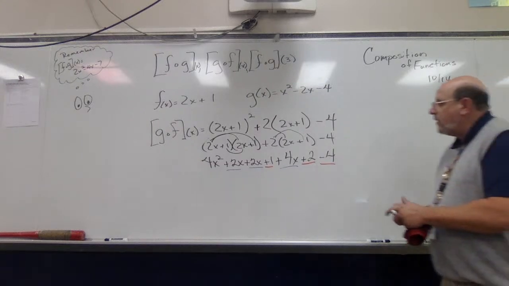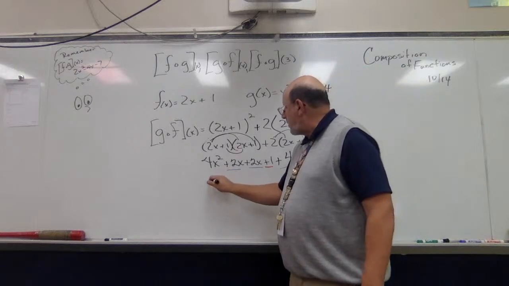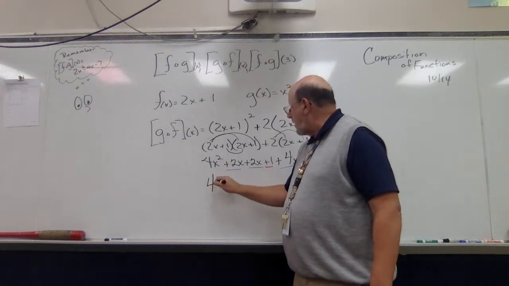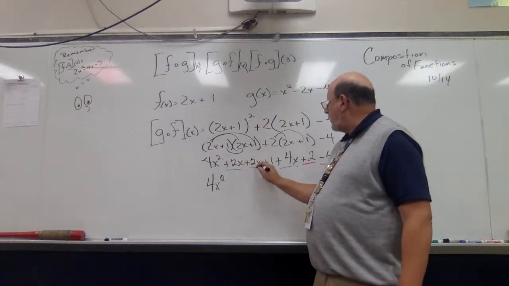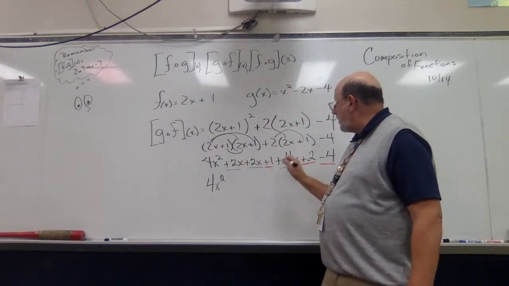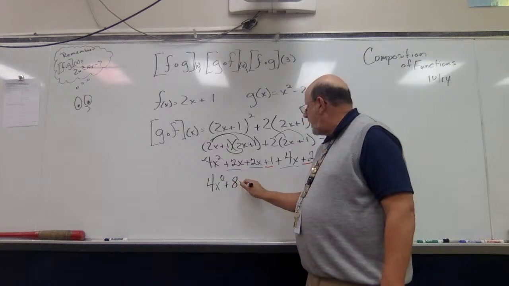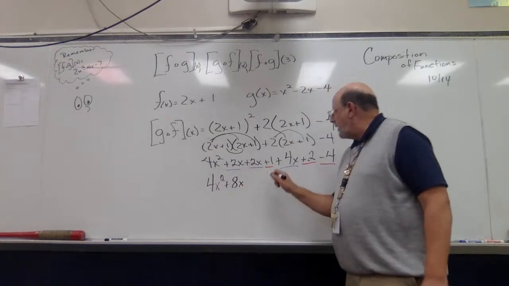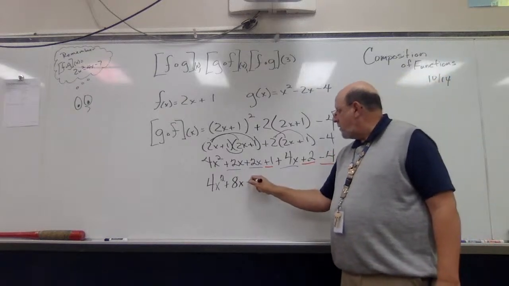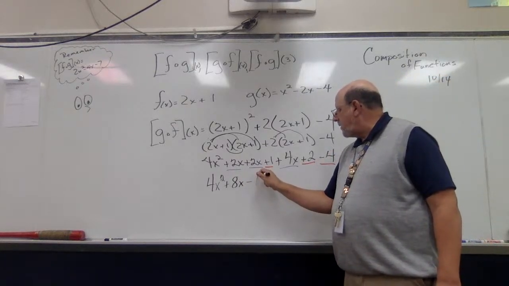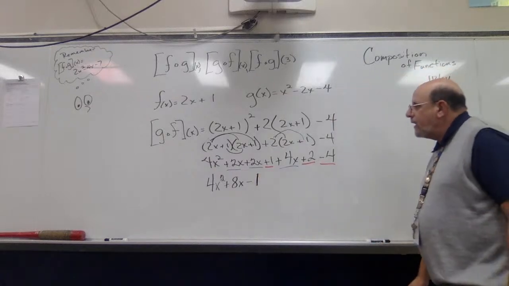So, this big, long, drawn-out problem, no other x squared terms, so we're going to just bring that right down, 4x squared. And 2x plus 2x is 4x, plus another 4x, 8x. That gives me 8 x's. And then 1 plus 2 is 3, minus 4 is negative 1. There we go. And that's it.